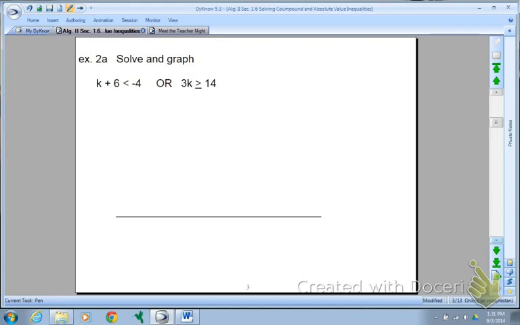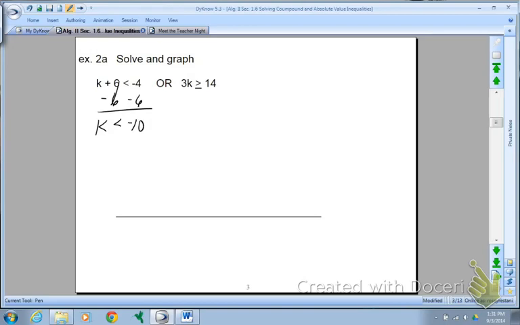Now, this one is an or. We cannot put it in a combined. It's an or means or. You're going to have one answer or the other. And means both answers, but or means only one or the other. So we're going to solve each one. So we're going to subtract 6 and get k is less than negative 10.